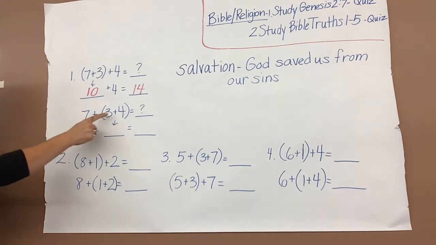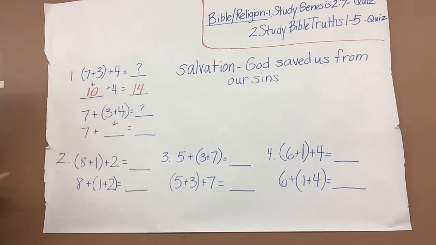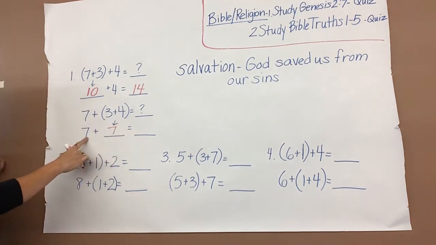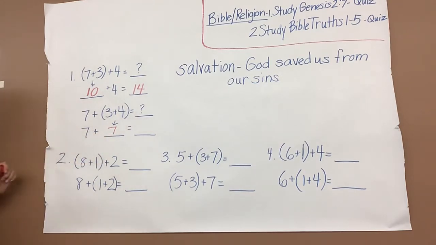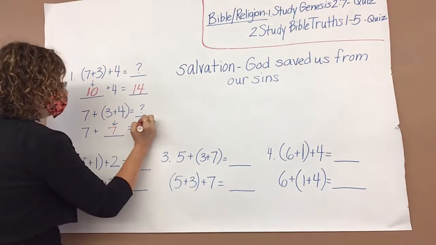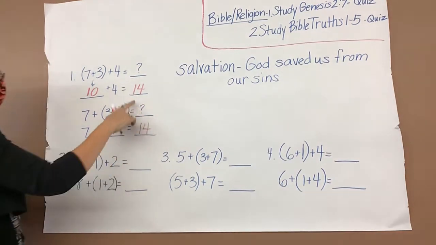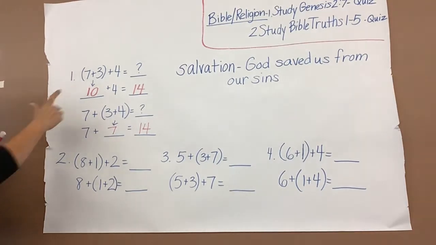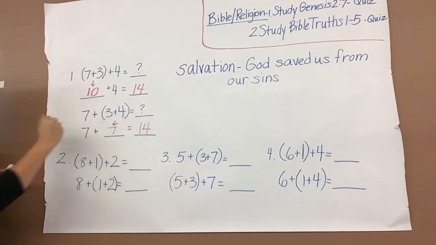Now, if you go right below that, you see 7 plus 3 plus 4 again. But this time, the 3 plus 4 is in parentheses. So what is 3 plus 4? 7. So you're going to write that below. Now you end up with the problem 7 plus 7. 14. That's a double, isn't it? So that's one of the ones you know. So guess what? You still end up with the same sum because you were still adding the same numbers. You just did it in a different order. But you still ended up with the same sum of 14.